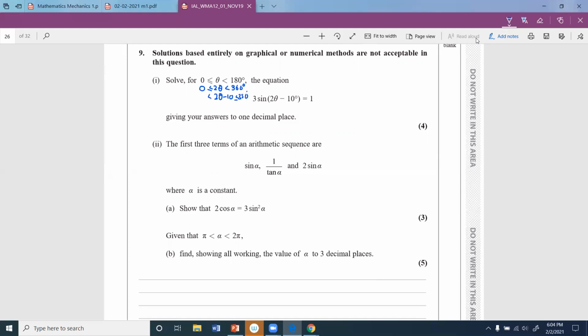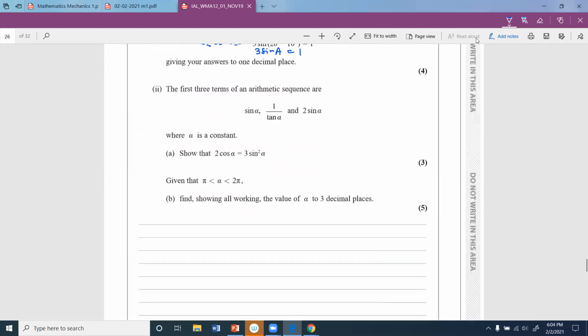minus 10 to 350. So for this answer, we need to find the solutions in this range for 2 theta minus 10. For convenience of calculation, I'll just call it some value A. Therefore, it turns into 3 sine A equals 1. Right. Okay, let's try to do this question.